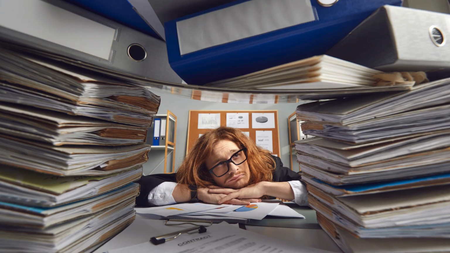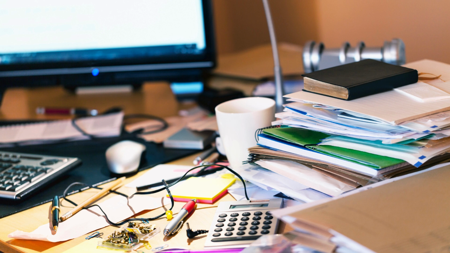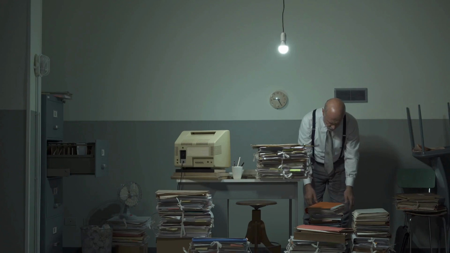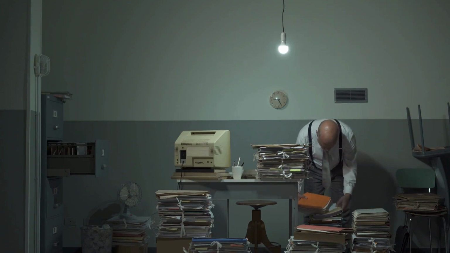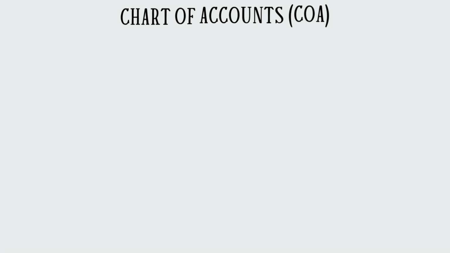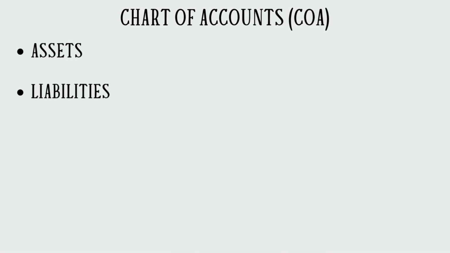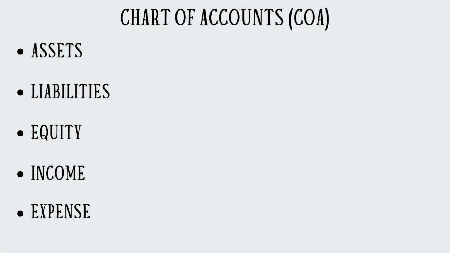A chart of accounts is like a filing system for your business's money. If your system is messy with random names or missing categories, you'll get reports you can't trust. Tax time will be very stressful, and you may not know if you're making any money. A chart of accounts, or COA, is just a list that sorts every dollar related to your business into the right place. It has five main parts: assets, liabilities, equity, income, and expenses.